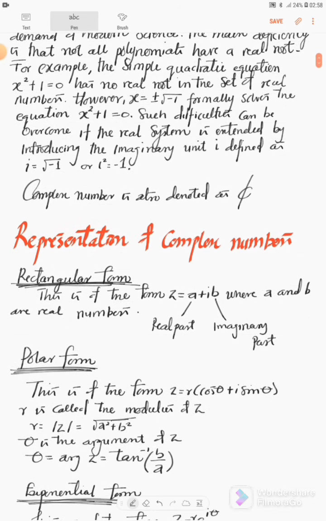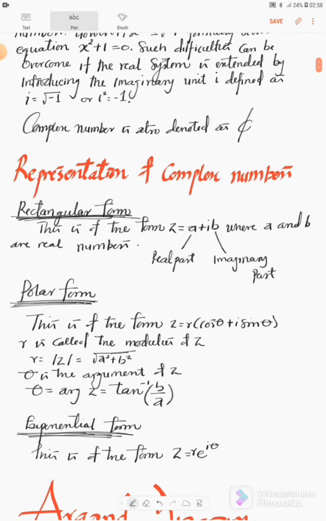Representation of complex numbers. There are three basic representations of complex numbers. We have the rectangular form. This is of the form z equals a plus ib, where a and b are real numbers. A here is the real part, and b here is the imaginary part because it's carrying the i with it.